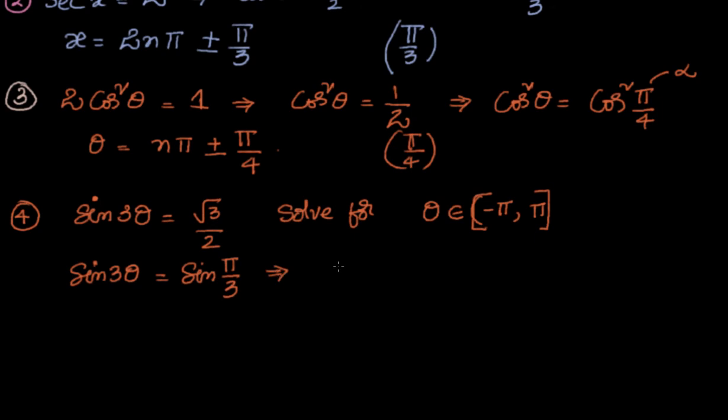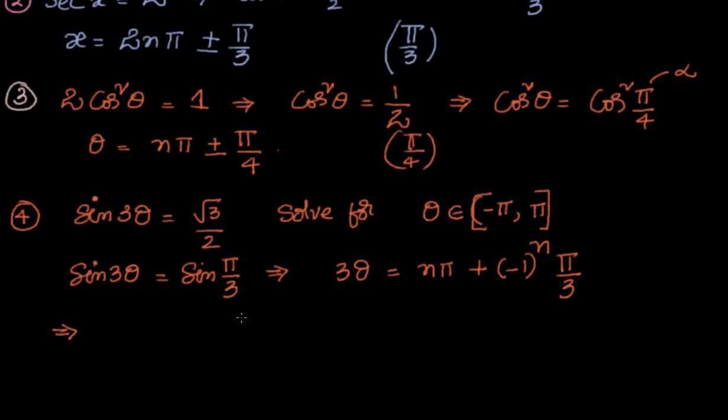That gives me 3 theta is equal to, because this is sine of x equal to k, I know if sine of x equal to k, x equal to n pi plus minus 1 whole to the power of n into alpha. Alpha is pi by 3.